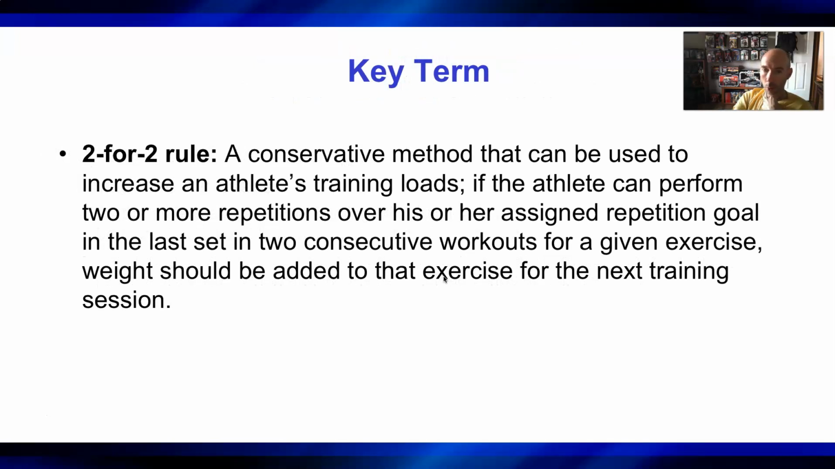One is the 2 for 2 rule. So I'm just going to read this to you. If the athlete can perform 2 or more repetitions over the assigned goal. So let's say our assigned goal is 8 and they've gotten 10 in the last set of 2 consecutive workouts for the bench press, okay? Then we know we should increase the weight, okay? So she has to get 2 reps or more above the assigned goal in the last set in 2 consecutive workouts for a given exercise, okay? Then we can add weight.